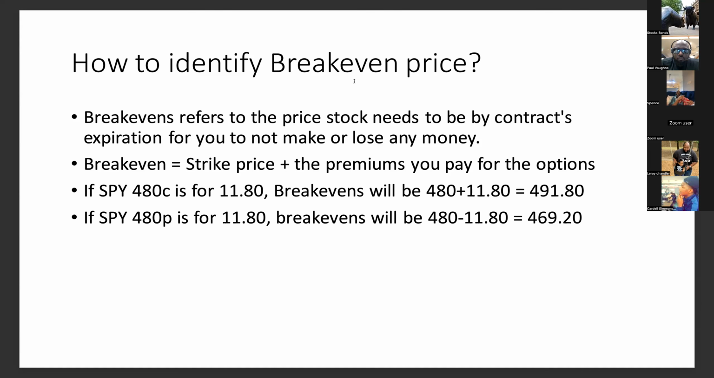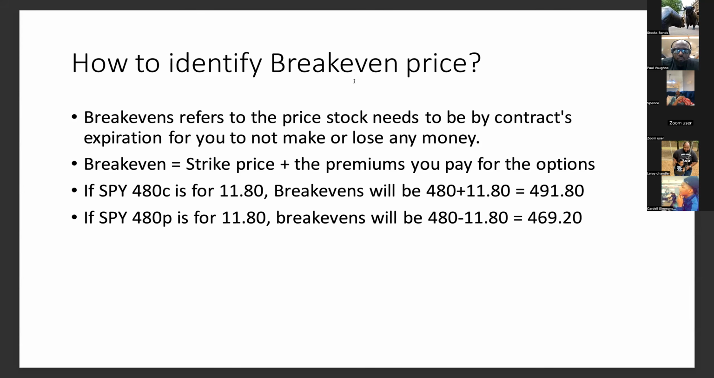That's by definition what break-even is. Every strike price has its own break-even price. For example, 480 as mentioned before. In this example, let's take 480 calls. Let's say you spend around $1,180 to enter this call. To calculate the break-even, it's pretty simple. Just add your strike price to the amount of money which you pay for the contract.